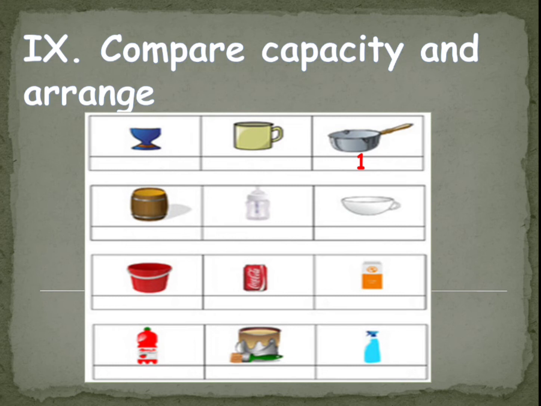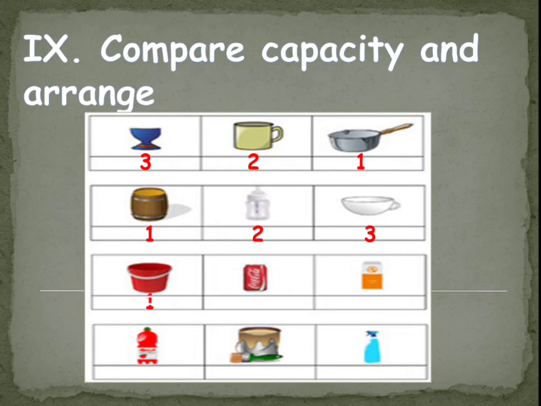Okay. So here we are doing the bigger one first. The pan is bigger, so we are doing it in descending order. Then your cup, then your small glass. Okay. Then you will have drum first, then the milk bottle where the babies drink milk, then the cup. Okay. Decreasing order.